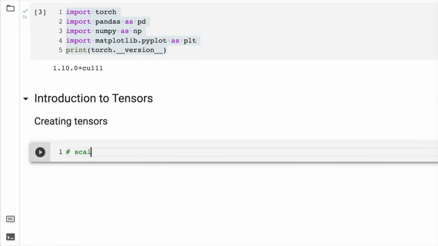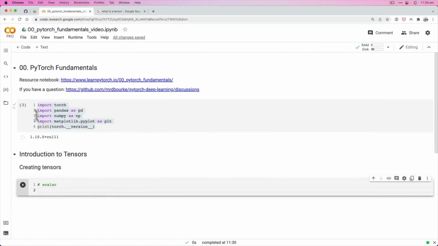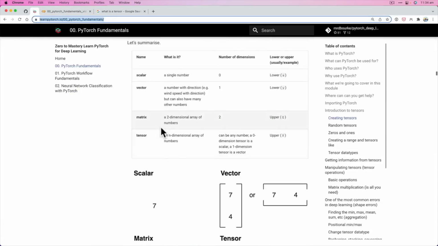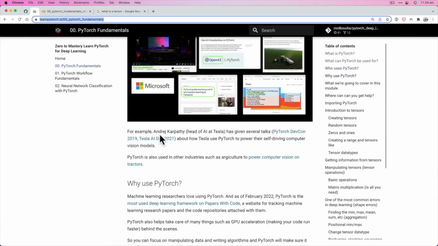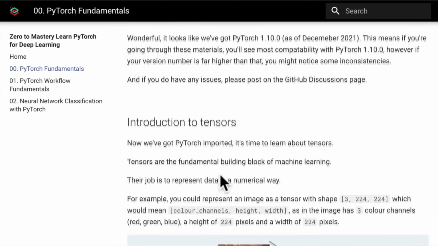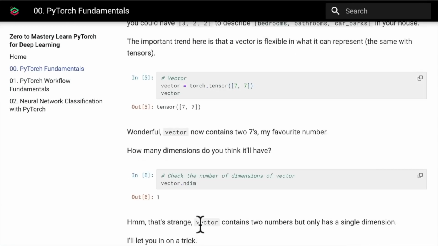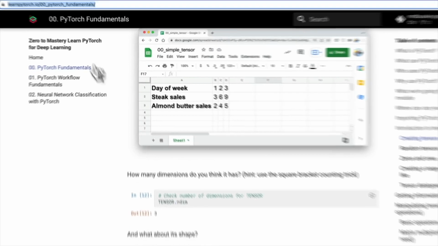So the first kind of tensor we're going to create is actually called a scalar. I know I'm going to throw a lot of different names of things at you, but it's important that you're aware of such nomenclature. Even though in PyTorch almost everything is referred to as a tensor, there are different kinds of tensors. And just to exemplify the fact that we're using a reference notebook, if we go up here, we can see we have importing PyTorch, we've done that. Now we're up to introduction to tensors. We've got creating tensors, and we've got scalar, etc. So this is what we're going to be working through.